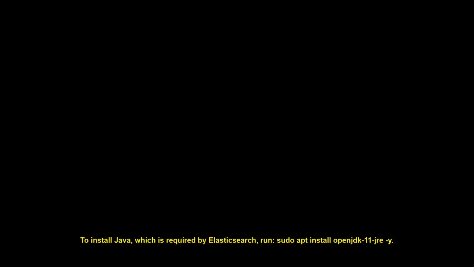To install Java, which is required by Elasticsearch, run sudo apt install openjdk-11-jre -y. Verify the Java installation by typing java -version. Now, it's time to install Elasticsearch.